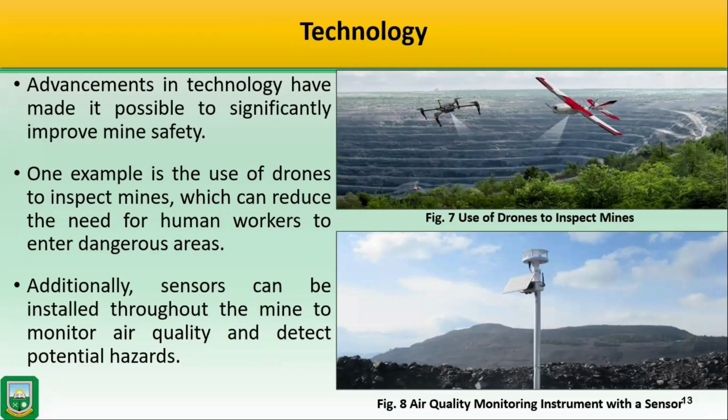Advancement in technology have also made it possible to significantly improve mine safety. One example is the use of drones to inspect mines, which can also reduce the need for human workers to enter dangerous areas. You can see now almost all the mining companies have drones, and they use them to inspect the mines. Now, it is easier for mines to be inspected.